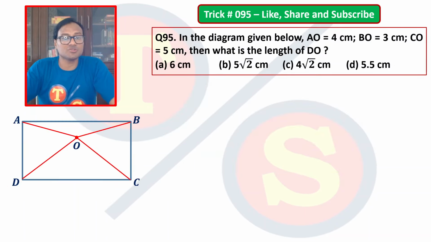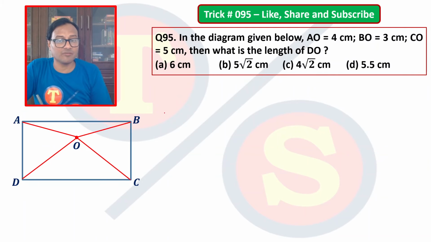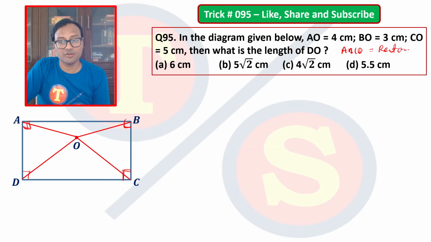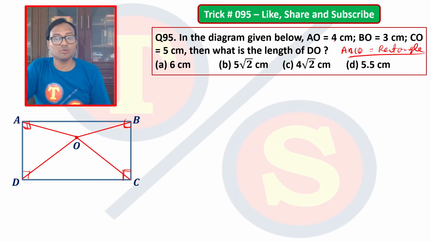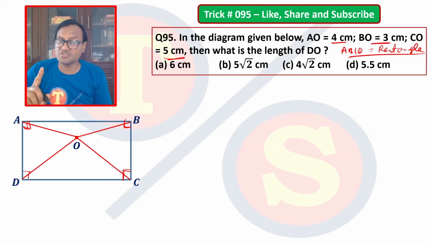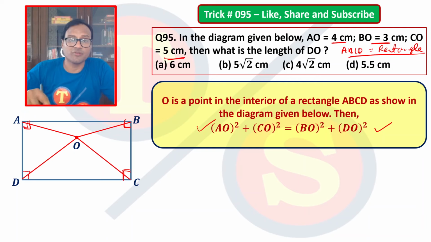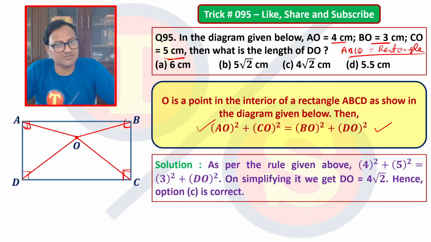Okay. After that, if you see question number 95, in the diagram given below, AO, BO, CO, DO are given to you, and one more thing is there, that this ABCD must be a rectangle. Not given in the question, but you can add it that ABCD is a rectangle. So in a rectangle, whenever you take any point inside it and you calculate the distance of this point from all the four vertices of the rectangle, there is one very important property, mathematically proven, mathematically derived: AO square plus CO square is equal to BO square plus DO square. So when three sides are given to you, just put their lengths in this formula.